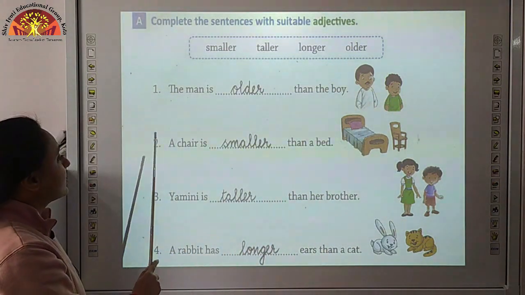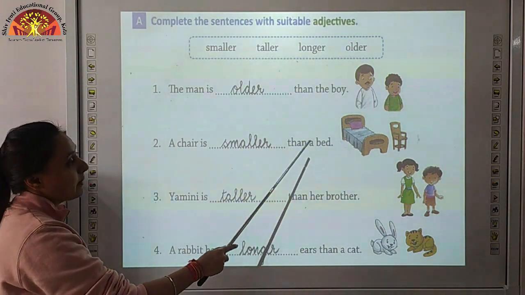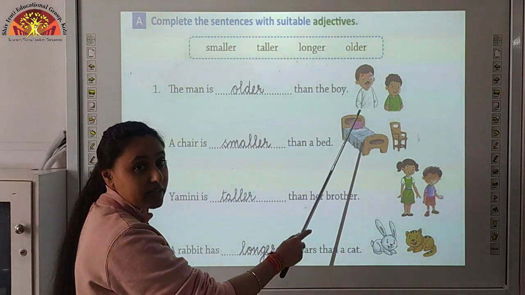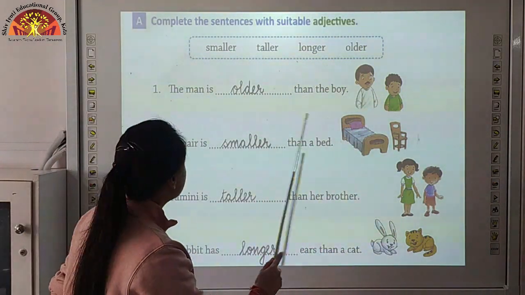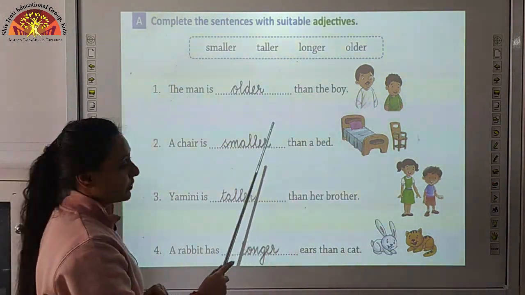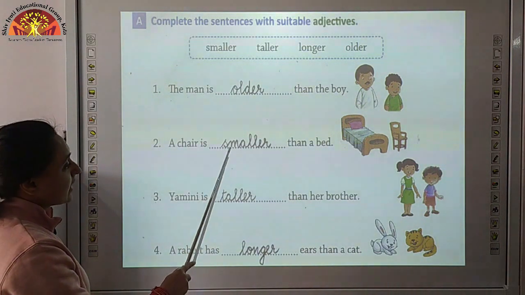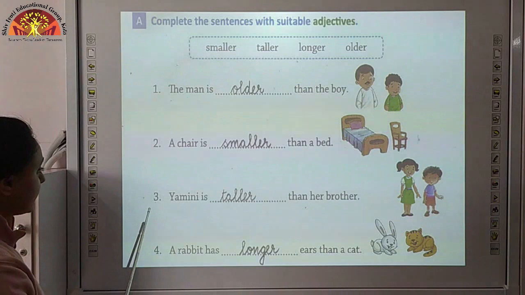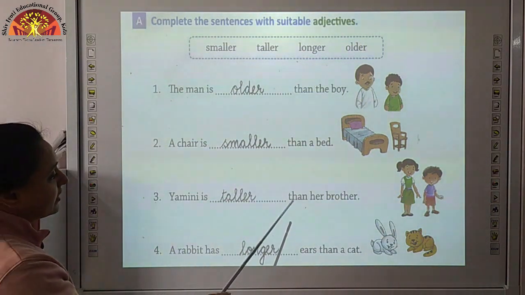Number 2, a chair is dash than a bed. So children, here you have to compare between bed and chair. Okay, a chair is smaller than a bed. Okay, the correct adjective is SMALLER, smaller.